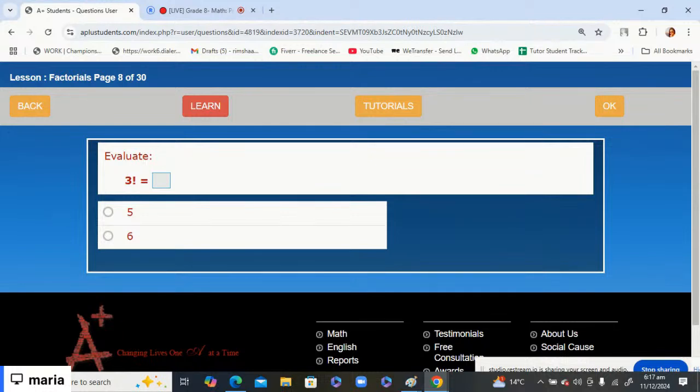So now it's 3 factorial. So it means that for the 3 factorial, how can we write it? We are just going to put it down by using 3 times 2 times 1. Okay. So what's the answer when you're going to multiply 3 times 2 times 1? That is a 6. Okay. Option B.